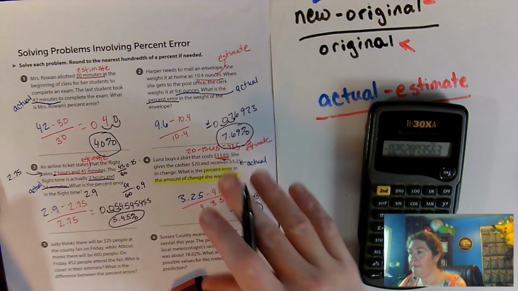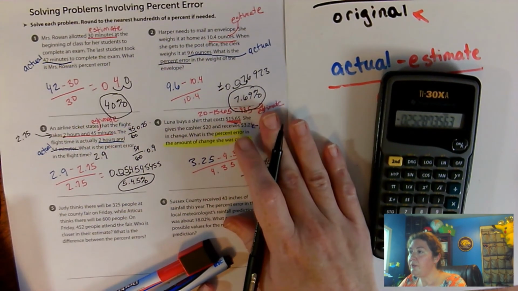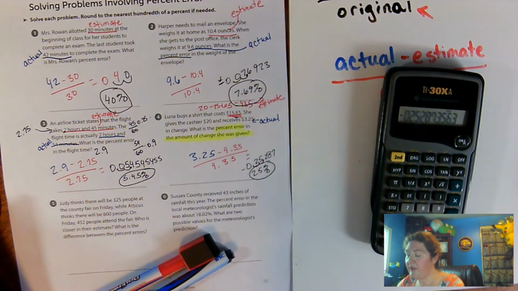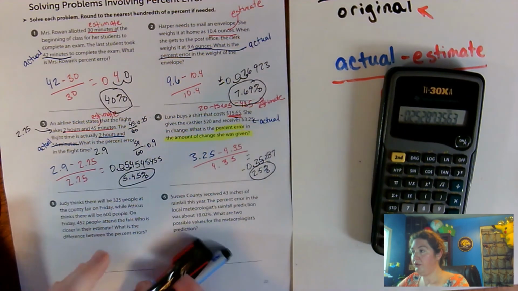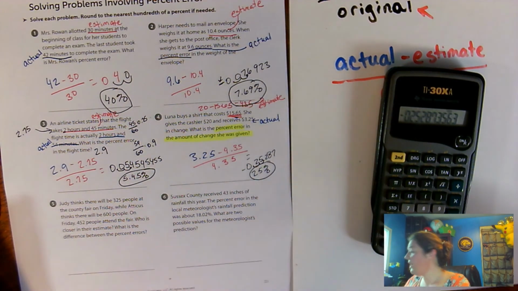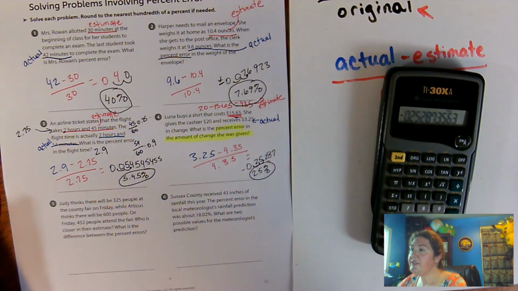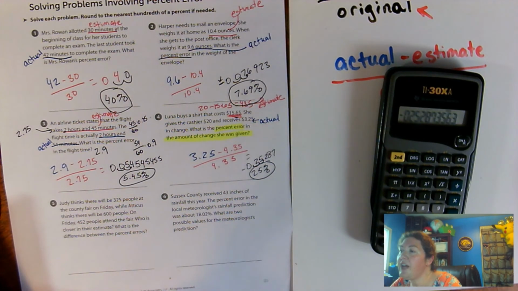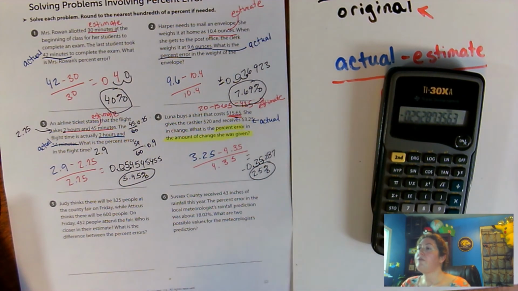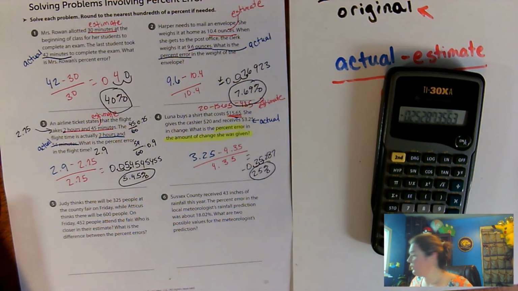Alright. I'm going to give you a little bit of a hint on number 5, but I'm going to leave it to you to do it on your own. Number 5 says, Judy thinks there will be 325 people at the county fair on Friday, while Atticus thinks there will be 600 people. On Friday, 452 people attended the fair. Who is closer in their estimate, and what is the difference between the percent errors? Ooh, lots of stuff going on here.